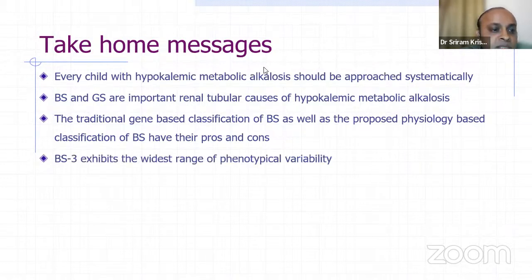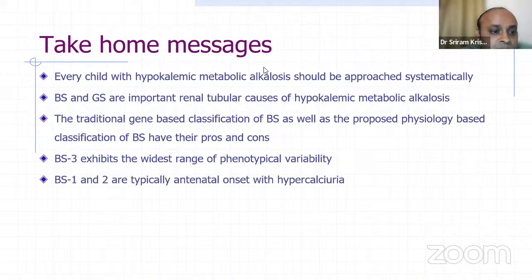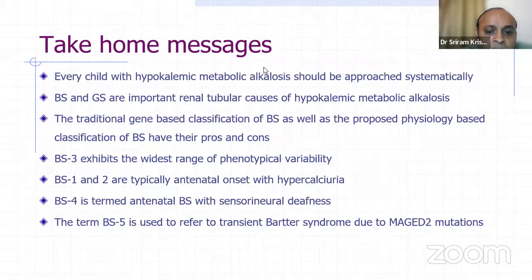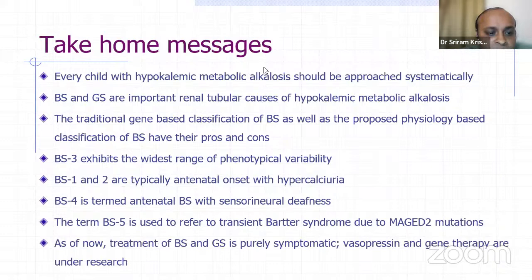It also has problems. Bartter syndrome type 3 has the widest range of phenotypical variability, starting from classical to even an antenatal onset. Type 1 and type 2 have typically antenatal onset with hypercalciuria. Type 4 is the one where you have sensorineural deafness. It's also an antenatal Bartter. Type 5 is due to MAGE-D2 mutations, and it can cause a transient Bartter syndrome.